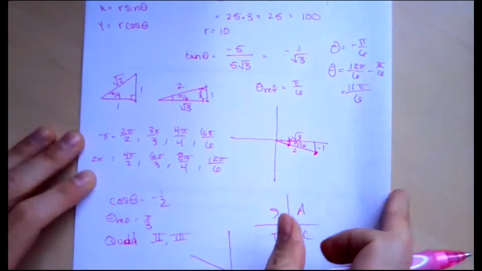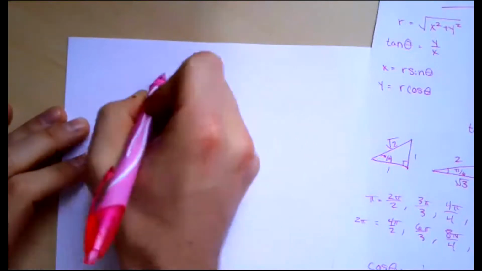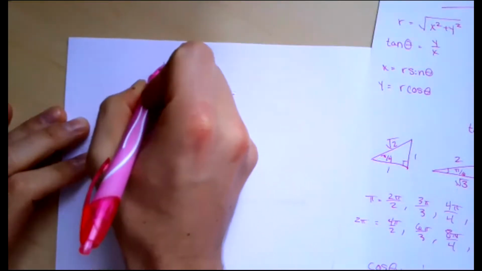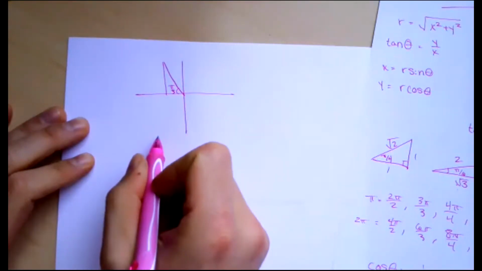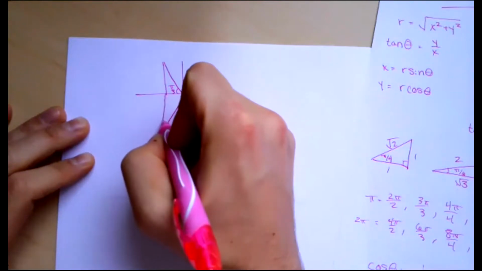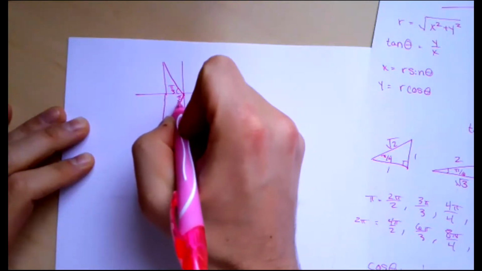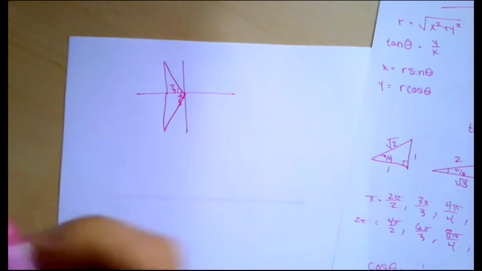Sorry, let me draw that again to make it more to scale. So there's one in quadrant 2, and then the other angle will be pi over 3 with the negative x-axis. Those are your two solutions. Now you just need to find the actual angles. And how do you do that?